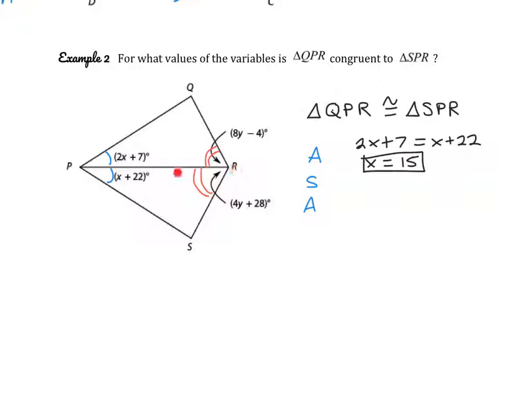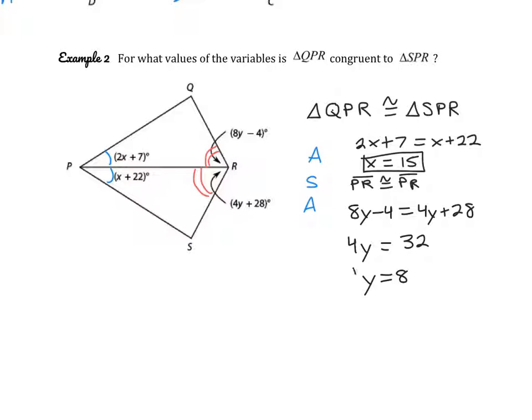Well, we already know that a side is congruent to itself, so PR is congruent to PR. So that's the middle part of angle side angle. And then last, we need to make sure that these two angles are congruent. So we need to make sure that 8y minus 4 is equal to 4y plus 28. So I'm going to subtract 4y from each side and add 4 to both sides. So that means y must be 8. So if y is 8, then these two angles are congruent, and that would complete angle side angle congruence.